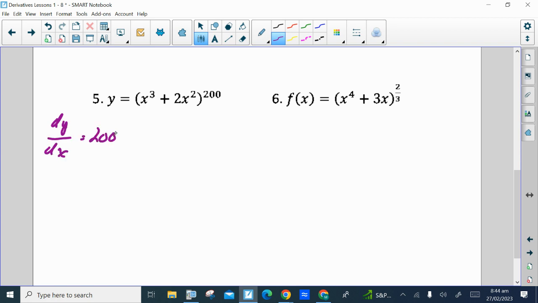So the 200 comes in front. Power decreases by 1. And then we're going to multiply by the derivative of what's inside, which will be 3x squared plus 4x.